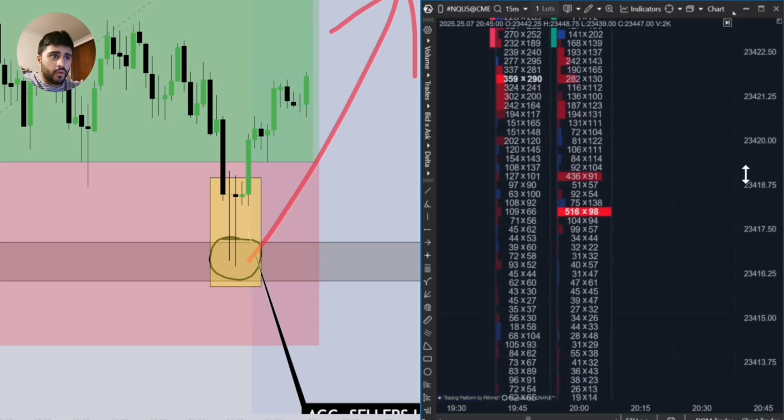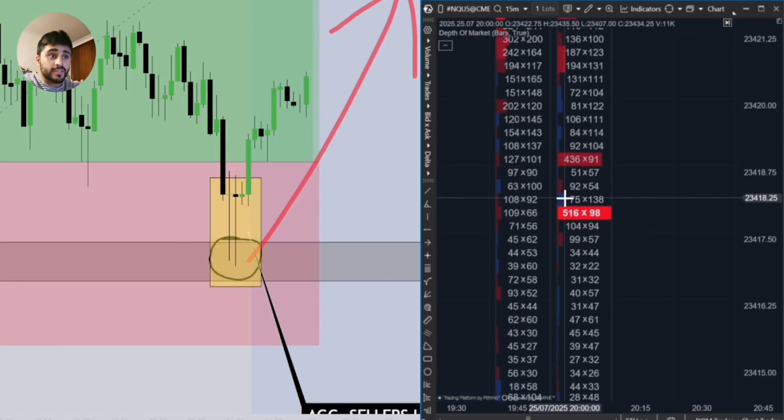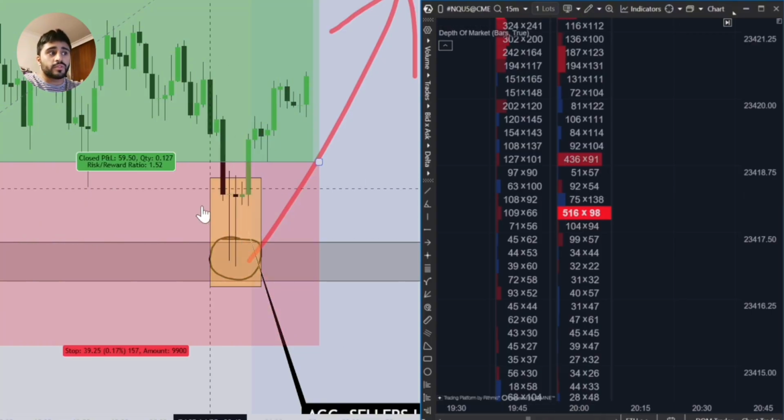And what gives you the confidence that this is a true demand area is this. 516 for 98, right? What is the ratio? That's over a 5x ratio in the total number of aggressive sellers on the left and aggressive buyers on the right. So what that's showing you is that there's a huge amount of demand. The reason why is because we saw this massive rejection, 516 for 98, and the market was able to break above the candle once and twice.